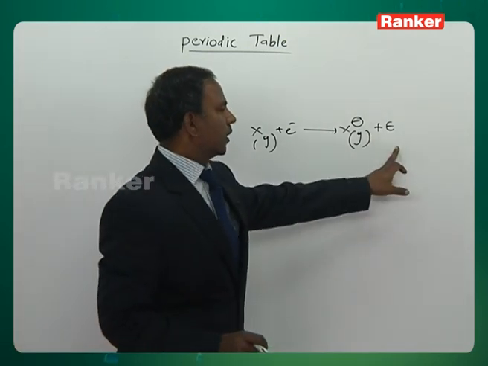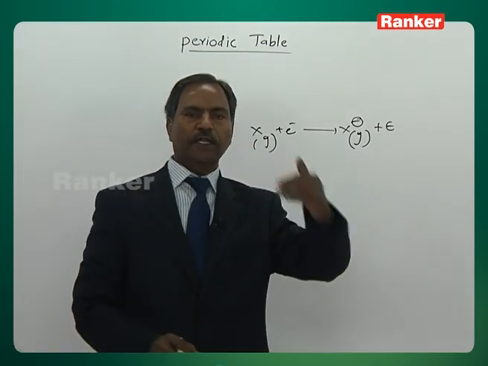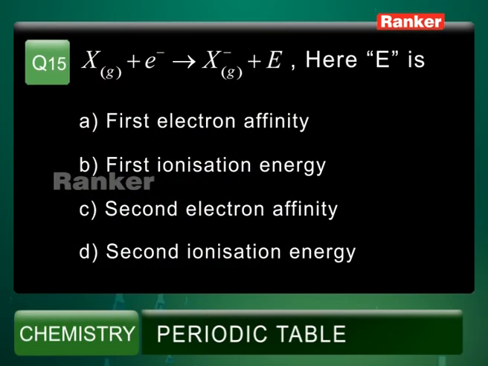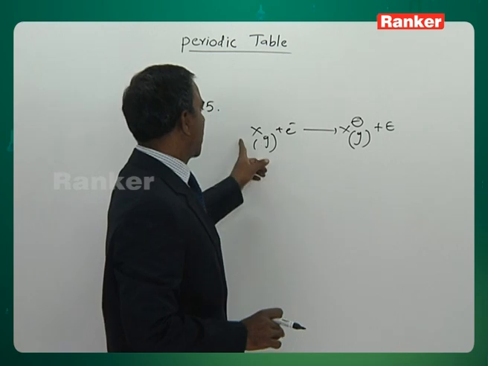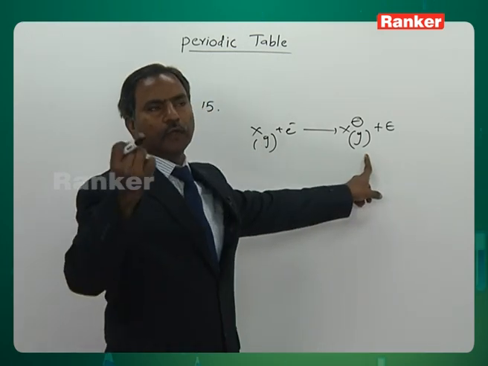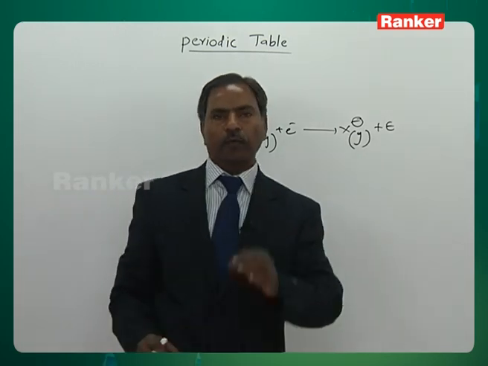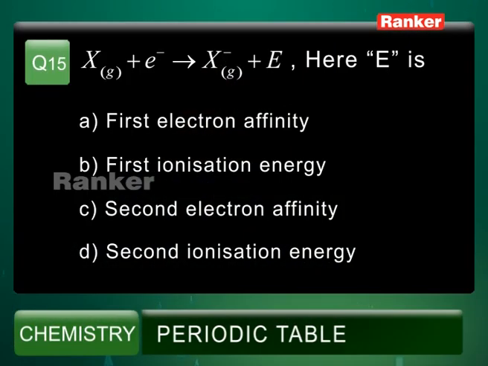Whenever an electron is added to the outermost orbit of a neutral gaseous atom, the energy liberated we call electron affinity. Therefore, A, first electron affinity, B, first ionization energy, C, second electron affinity, D, second ionization energy. X is becoming simply X minus. The neutral atom is gaining 1 electron, only 1 unit of negative charge. Therefore, you are adding only a single electron, and the energy liberated will be the first electron affinity. Therefore, question number 15, answer is A.